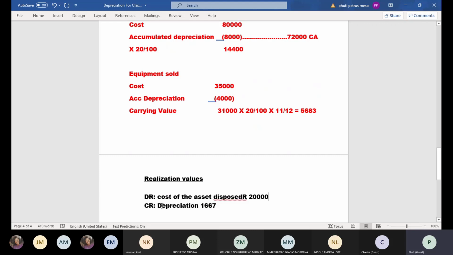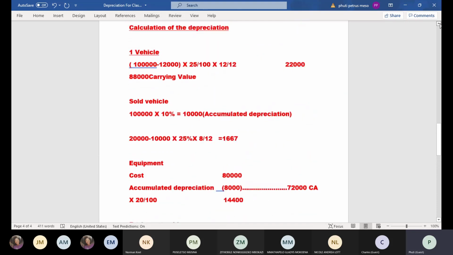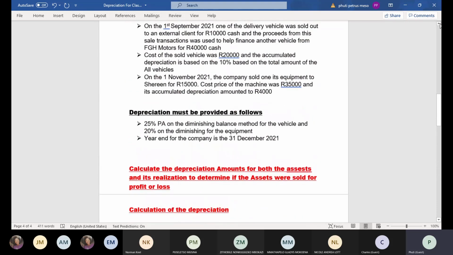And then you're going to credit accumulated depreciation. And the bigger question will be, how much is the accumulated depreciation? So we're going to look at the accumulated depreciation for the sold vehicle. So the additional information tells us it is 10% based on the total cost of all the vehicles. I think we came to that amount as, sorry, I'm going to be a bit slow on that one. My PC is freezing. Sorry, I think it will just come back now.